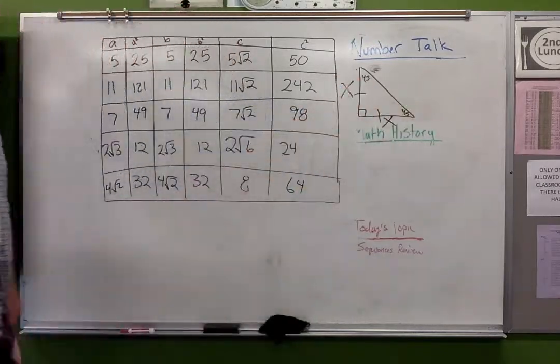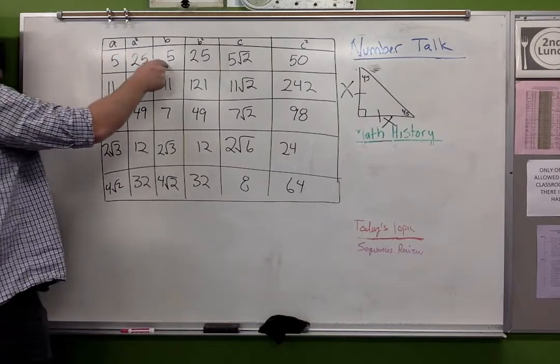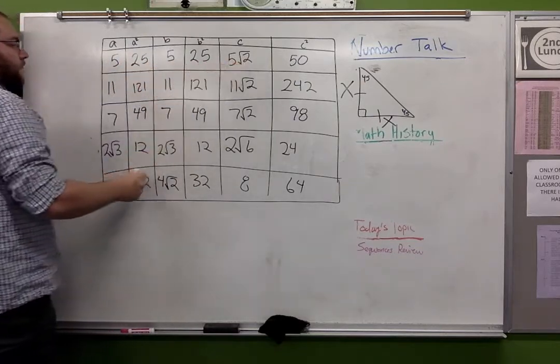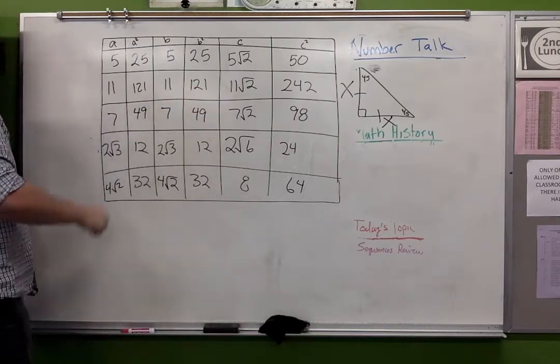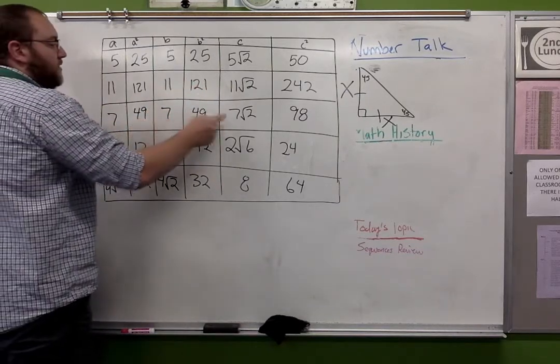Well, we just got to find the hypotenuse. Look, A and B is 5. Hypotenuse is 5 square root of 2. A and B is 11. Hypotenuse is 11 square root of 2. A and B is 7. The hypotenuse is 7 square root of 2.